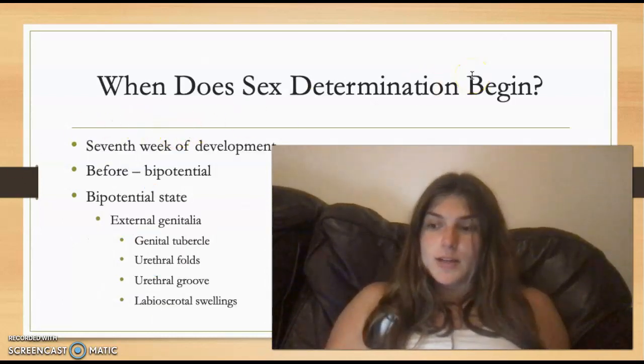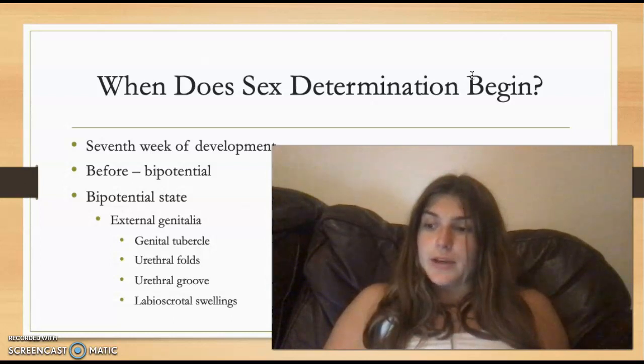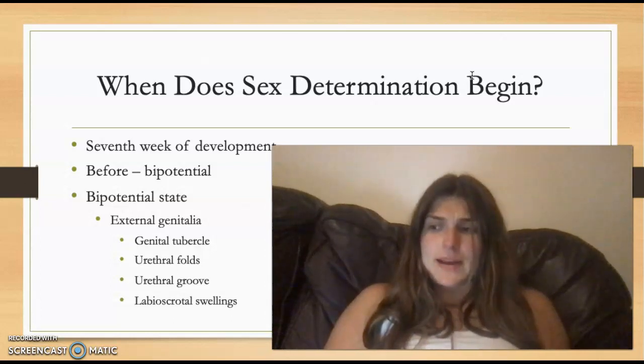When does sex determination begin? The development of reproductive structures begins to differentiate at the 7th week of development. Before this occurs, the embryonic tissue is considered bipotential, meaning it cannot be identified as male or female. When in a bipotential state, the internal genitalia have Wolffian ducts and Müllerian ducts. When sex is determined, one of these ducts will degenerate, depending on the sex.